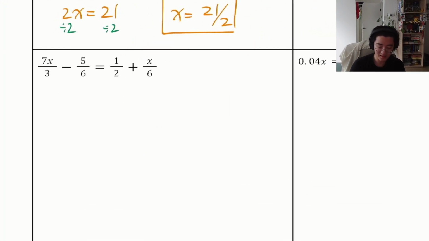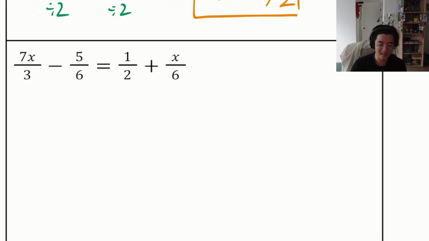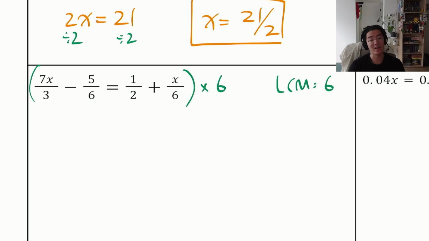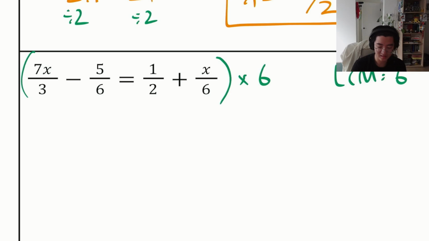Here's a fun one. Lowest common multiple, right? Everything can be multiplied by 6. That's the biggest number that all those numbers can multiply into. That's in common. Okay, so 7x over 3 times 6. Those two can reduce into 1 and 2. So we got 14x.